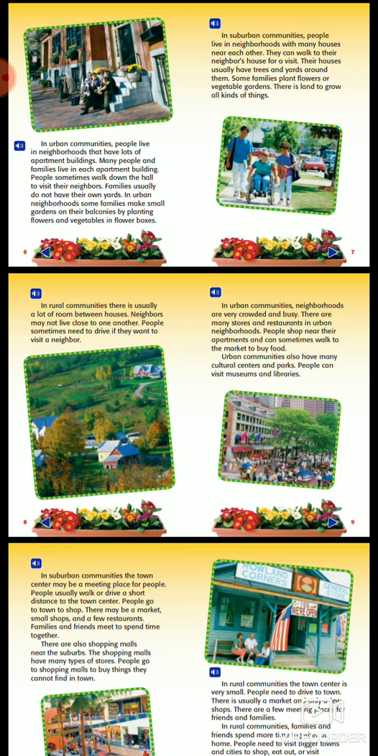In suburban communities, people live in neighborhoods with many houses near each other. They can walk to their neighbors' houses for visits. Their houses usually have trees and grass around them. Some families plant flowers or vegetable gardens. There is land to grow all kinds of things.